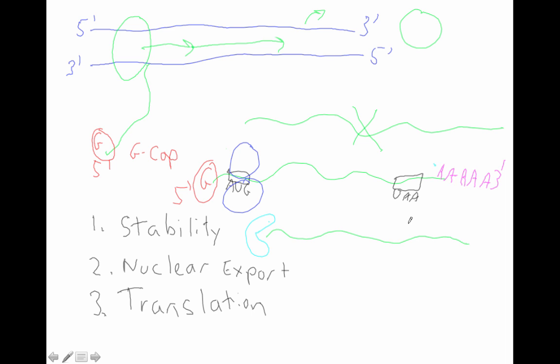Now, on the next slide, let's talk about this third modification, and that is splicing. We've just talked about the G cap and poly A tail, and now let's talk about splicing. This is an incredibly important thing that happens with eukaryotic messenger RNAs. Again, this does not happen with prokaryotic messenger RNAs. So let's begin by drawing just a random gene.